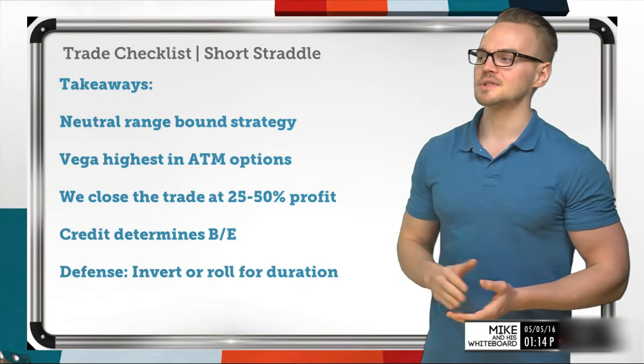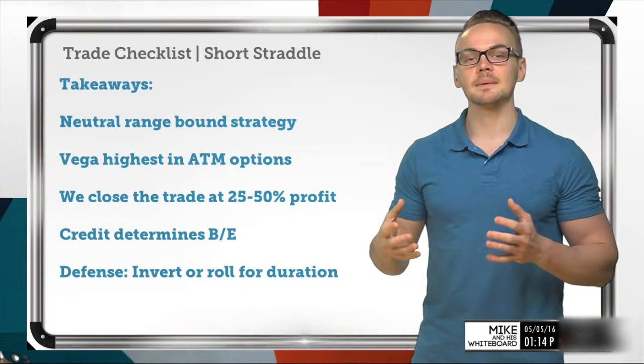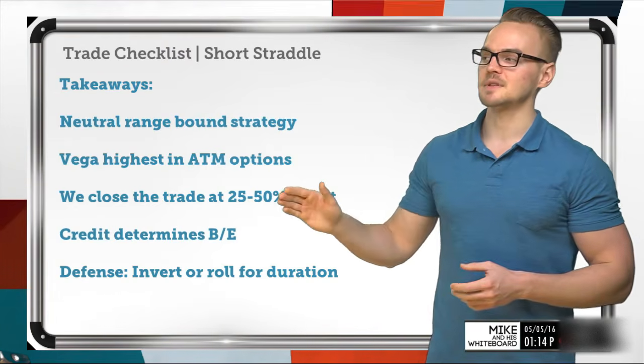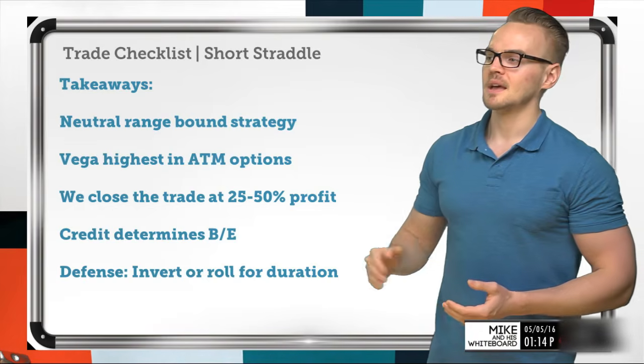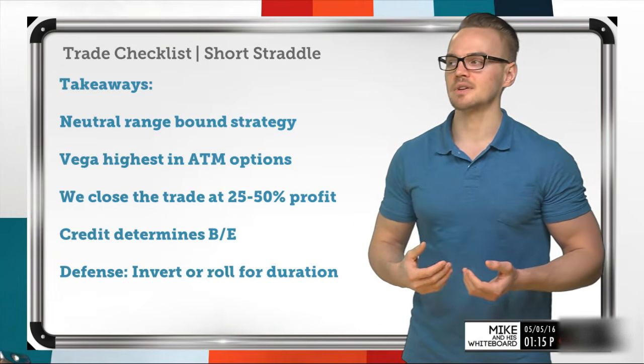And again, we do close these at around 25 to 50% profit because these options normally hold their value the longest. So we won't usually see that 50% profit mark until much longer along in that trade. And when we're using this strategy, we're looking at the credit to determine our break even specifically.